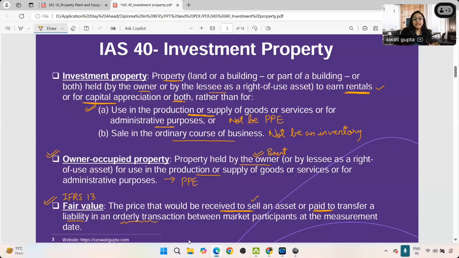Next, the transaction is between market participants, regular buyers and sellers. It should not be with a related party. Instead, it should be with an unrelated party at the date when we are calculating the measurement of fair value. So the fair value measurement date is known as the measurement date. So we know about IFRS 13 also. Fair value: IFRS 13 tells you how to calculate fair value.